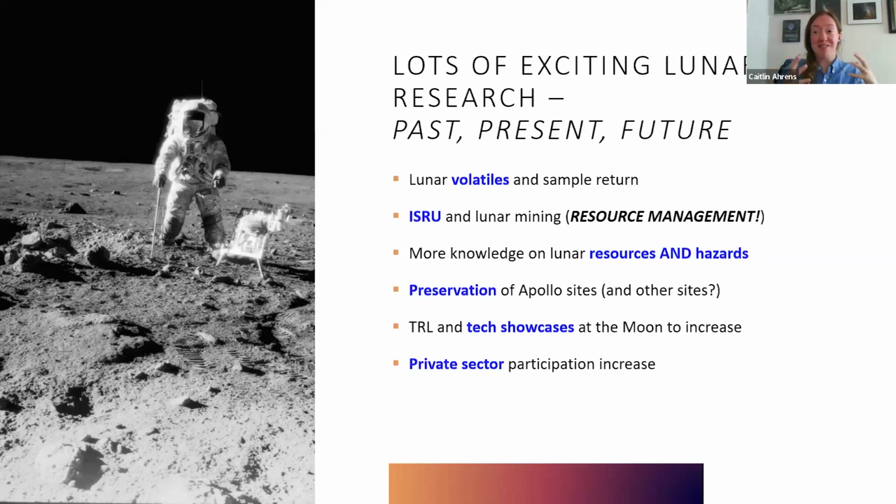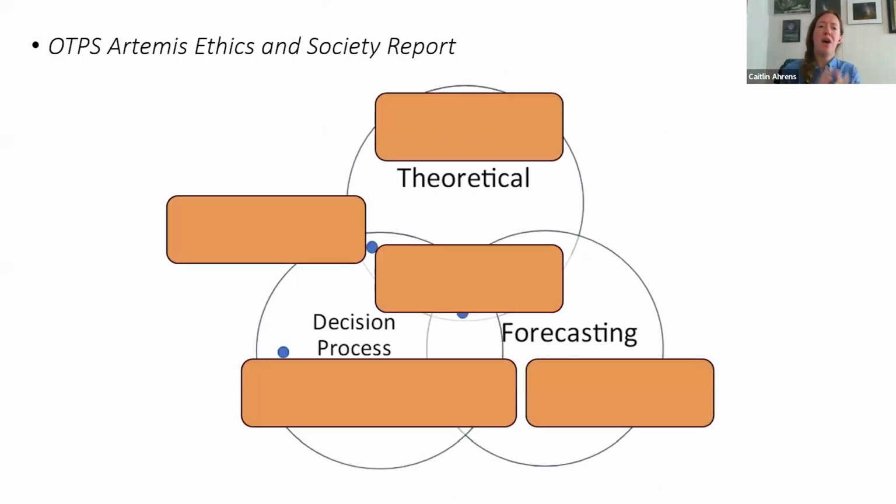And certainly when there are private sectors on the rise. So that communication between federal agencies, international collaborations, and private sectors. So from the Science Policy Office of NASA, there was a report not too long ago called the Artemis Ethics and Society Report. It's a great read. I highly recommend taking a look at that. It is open to the public.